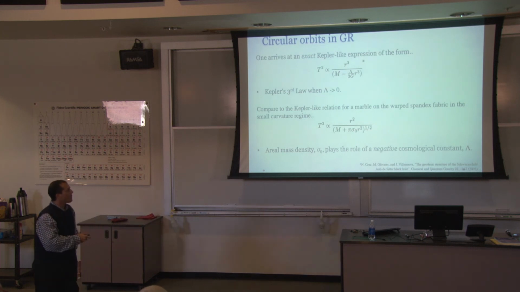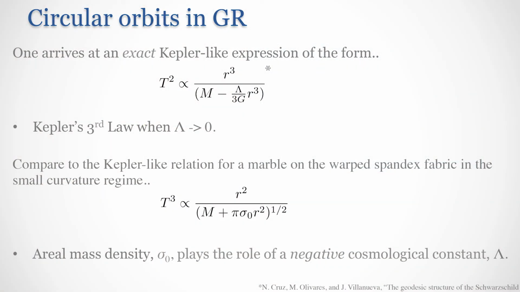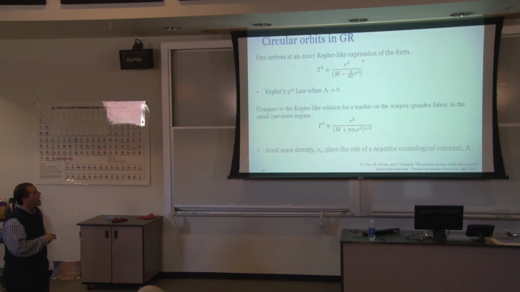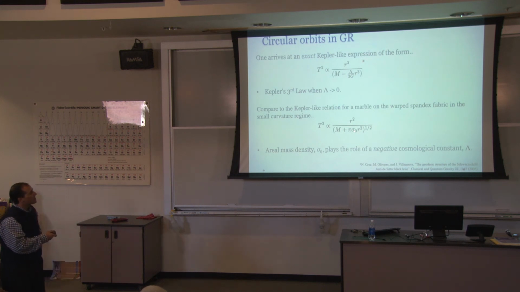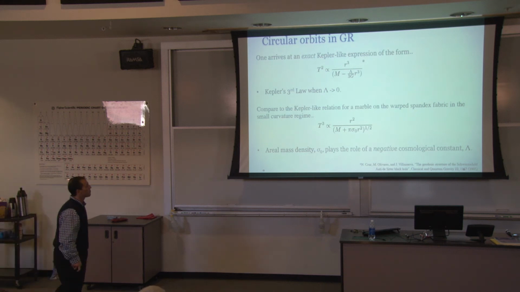So what's kind of fascinating is, although I started the talk off by showing that you cannot have a surface whatsoever that will give rise to motions that will mimic planetary motion. You can't, because it's different no matter what. For a spandex fabric, if I push this analogy far enough, this areal mass density plays the role of a negative cosmological constant, which I thought was kind of cool. Anyway, that's the appendix of this paper.